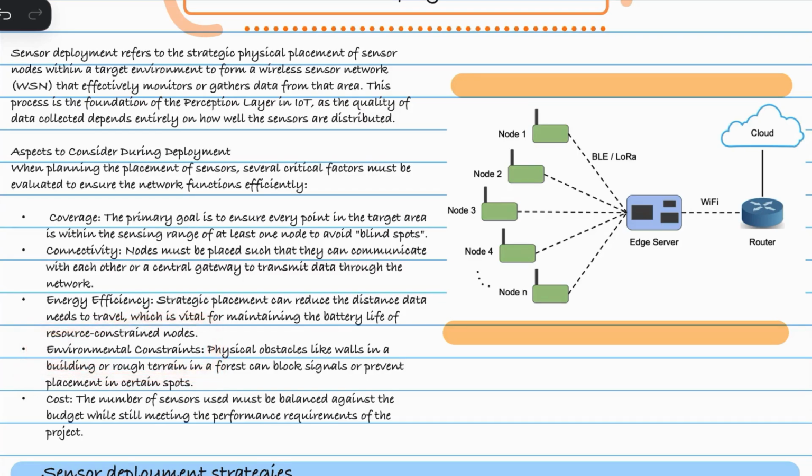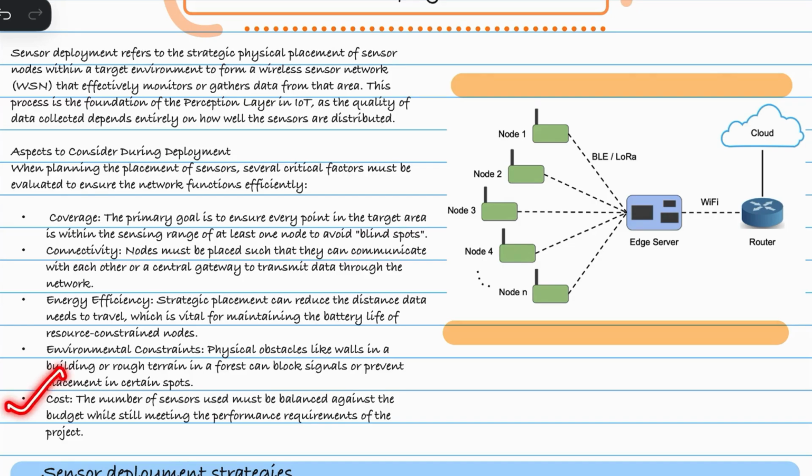Then there is the environmental constraint. Real life isn't flat cardboard, right? Concrete walls in a warehouse block signals, and rough mountain ridges prevent you from placing the node exactly where you want it. So these constraints might be a cause of inefficiency.